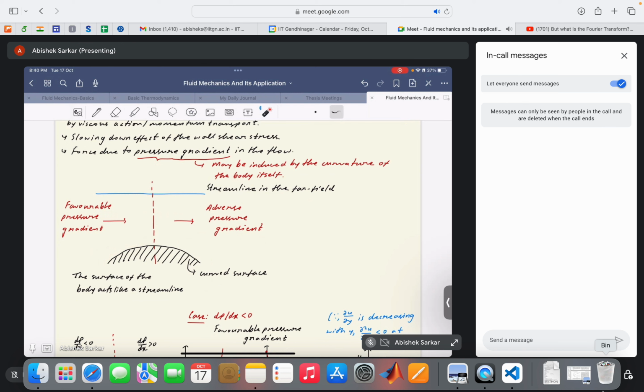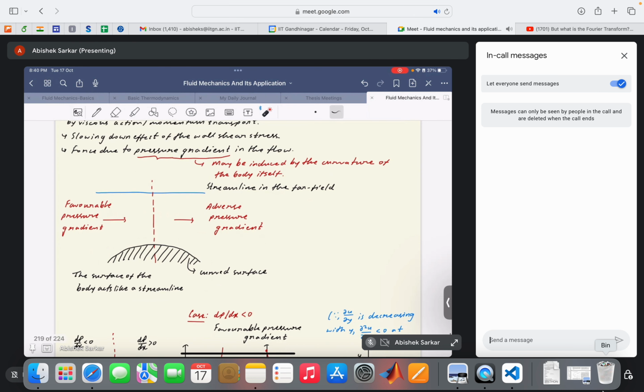But we didn't discuss it thoroughly. So in this case we will discuss it a bit more thoroughly, in the case of flow over flat plates or curved surfaces. So as I told you, from here to here there is a favorable pressure gradient because the pressure goes down as we approach the center line.